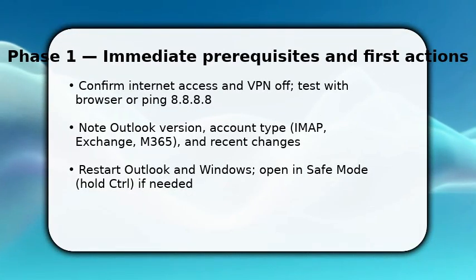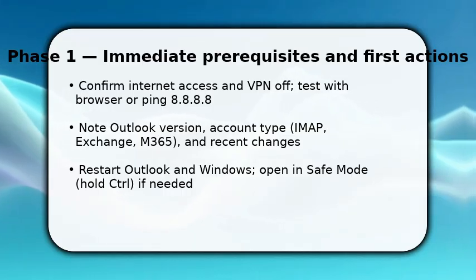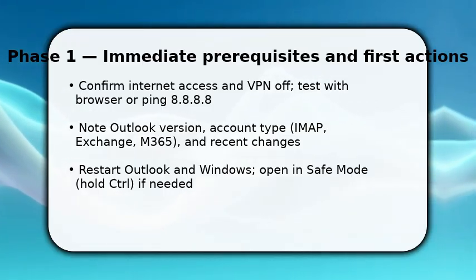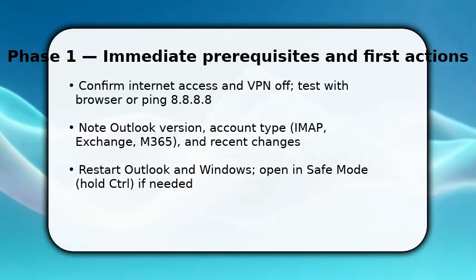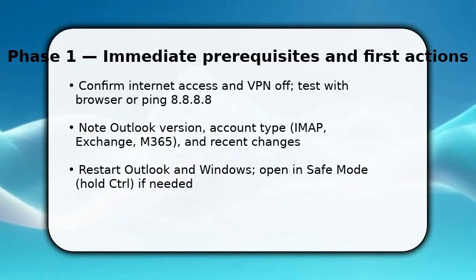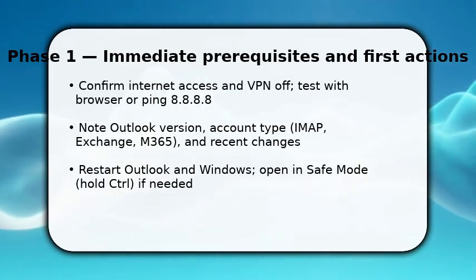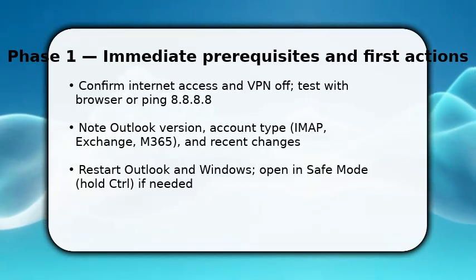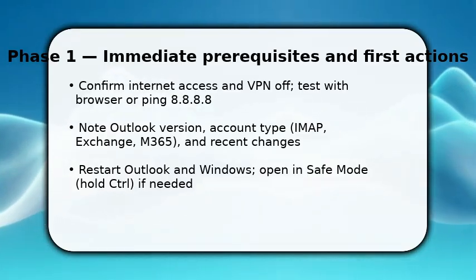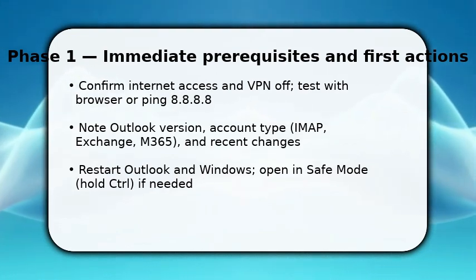You start by confirming connectivity and removing obvious network blockers. Check your internet and disable VPN or proxy briefly. Once done, restart Windows and open Outlook in safe mode to isolate add-ins. While that launches, note the account type, Exchange, IMAP, or Microsoft 365, and the Outlook version. This determines which diagnostics to run. Make sure to record any recent password or policy changes. These steps reduce variables quickly, so you can move into targeted repairs without guesswork.